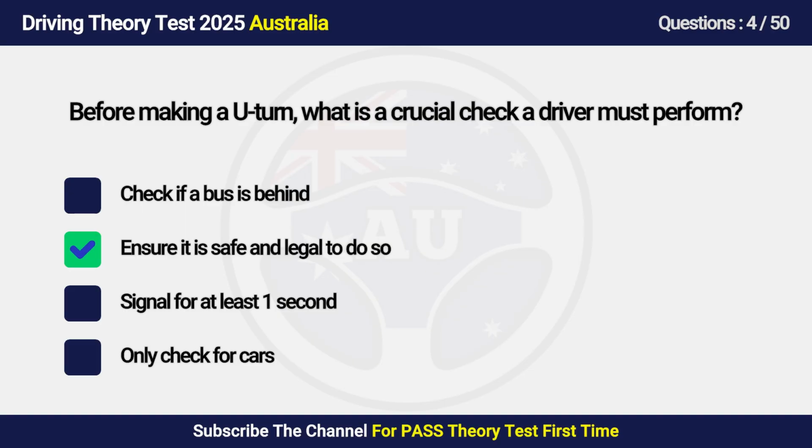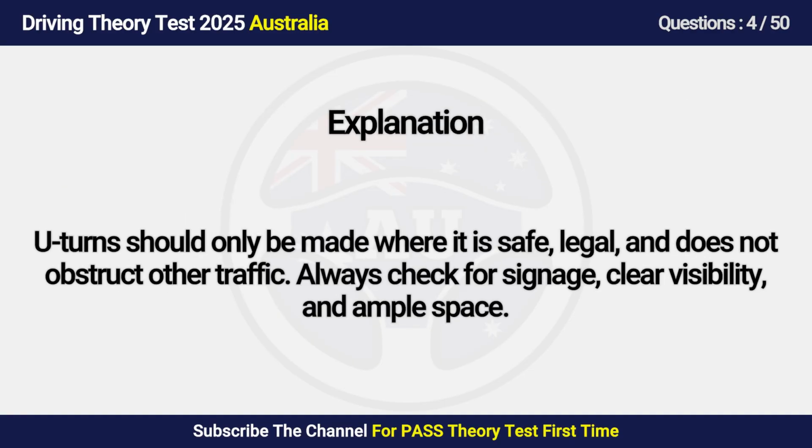Answer is B. Ensure it is safe and legal to do so. U-turns should only be made where it is safe, legal, and does not obstruct other traffic. Always check for signage, clear visibility, and ample space.